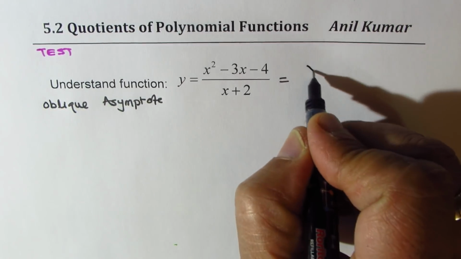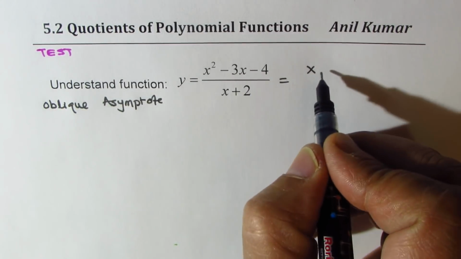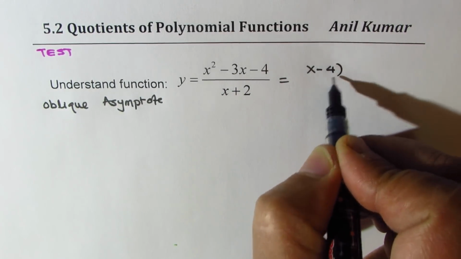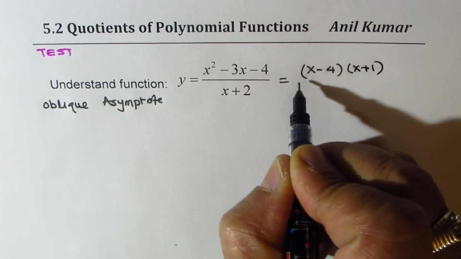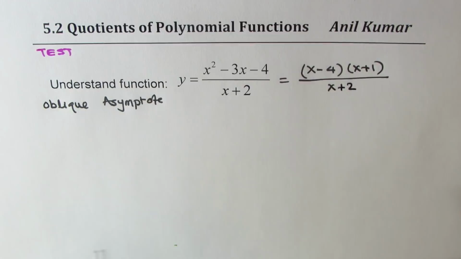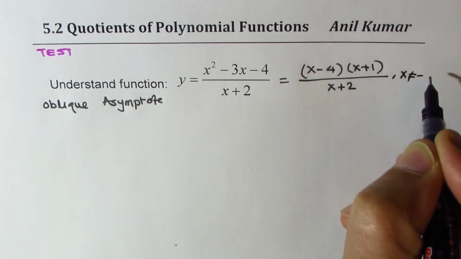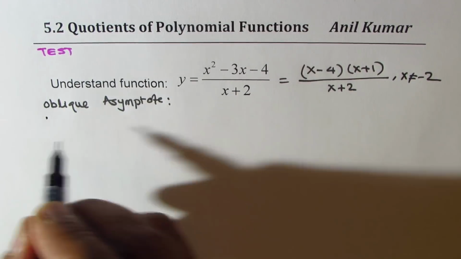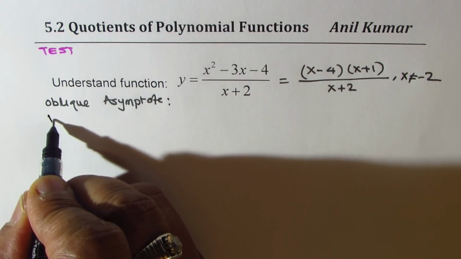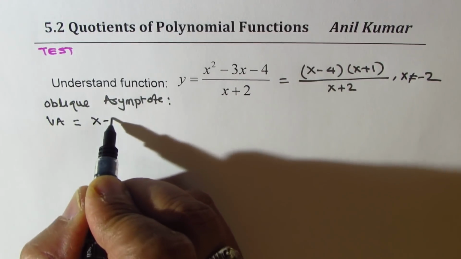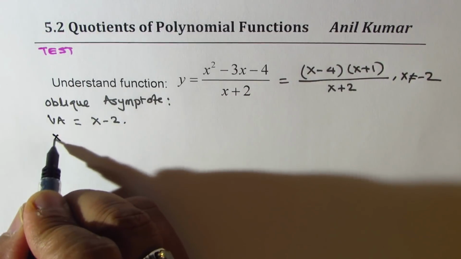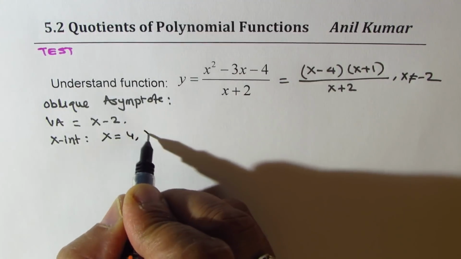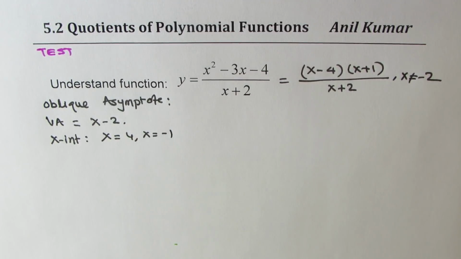Let's factor the numerator: the product is minus 4 and the sum is minus 3. So that means (x minus 4)(x plus 1) divided by x plus 2. Of course, x is not equal to minus 2, correct? So we have an oblique asymptote and a vertical asymptote, right? Let me write down the vertical asymptote, which is clear at x equals minus 2, and we have x-intercepts at x equals 4 and x equals minus 1, correct?